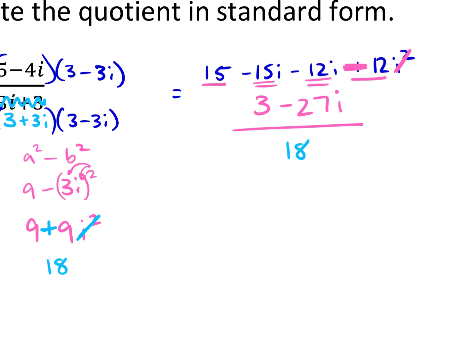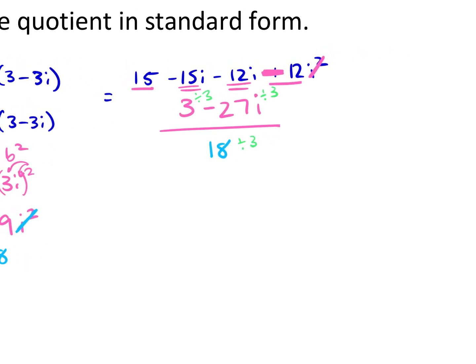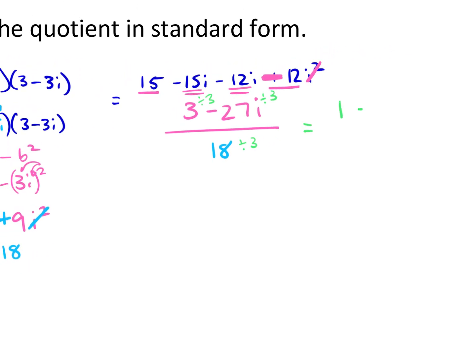We can actually simplify this a little bit more because all 3 of our numbers are divisible by what? 3. So because all 3 numbers are divisible by the same thing, we can simplify. If all 3 numbers weren't divisible by the same thing, you could not simplify. So we got 1 minus 9i over 6. That would be our answer.